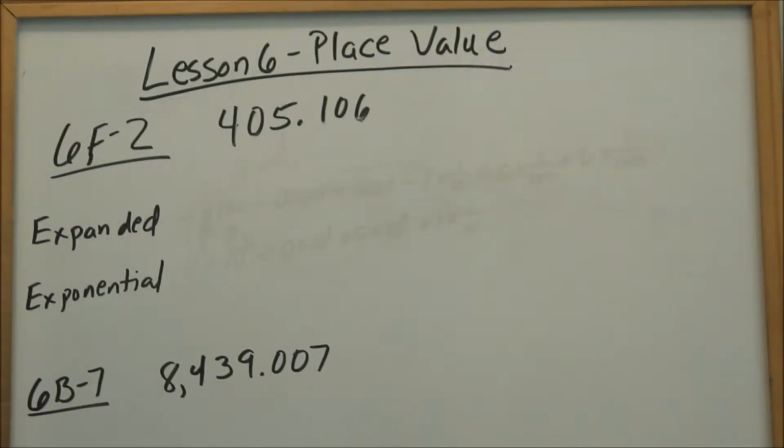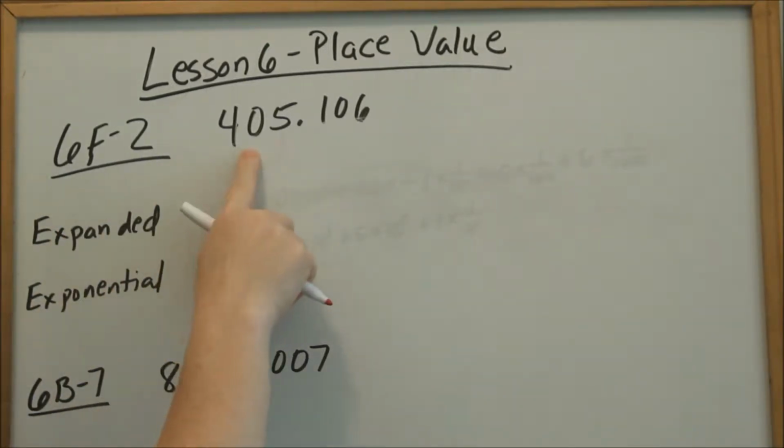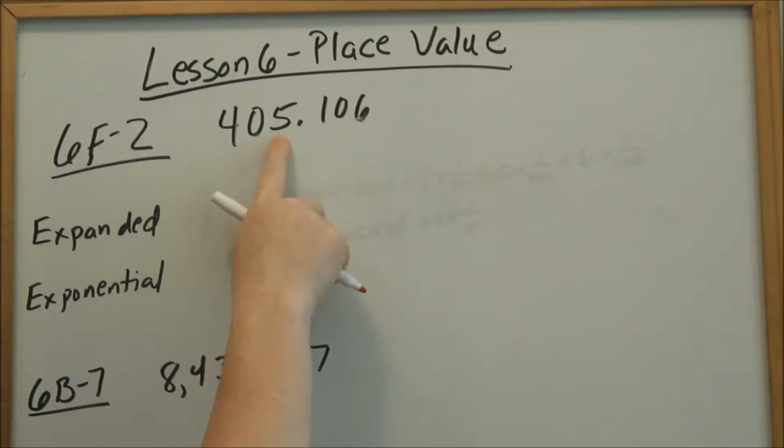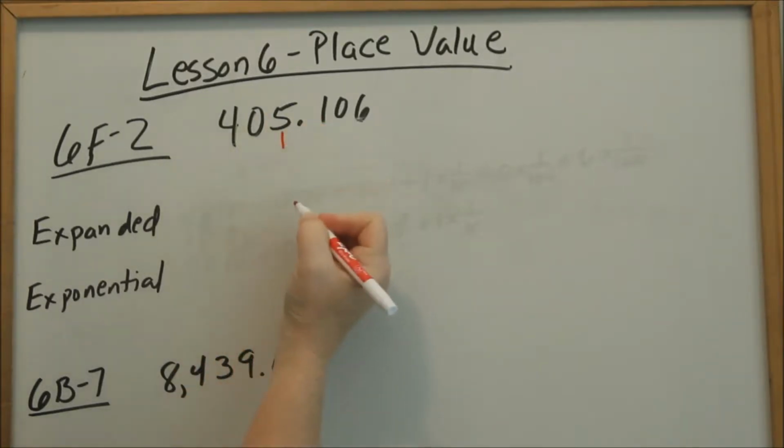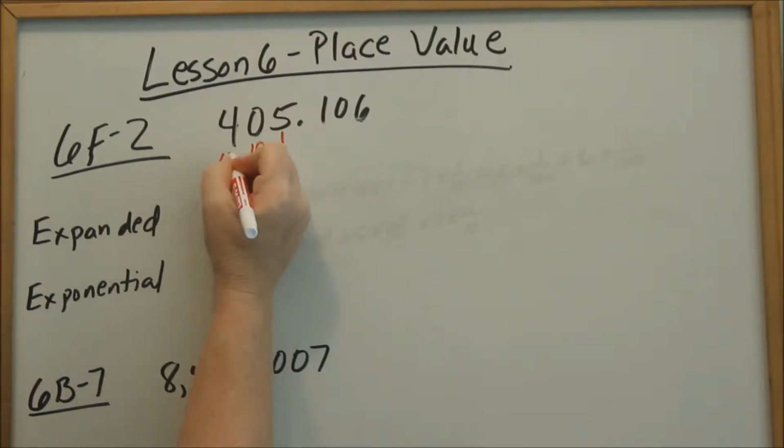Okay, today we're going to do place value. So let's go straight to 6F2. We're going to look at this number right here. This 5 is in the ones place value, the 0 is in the tens, the 4 is in the 100s.